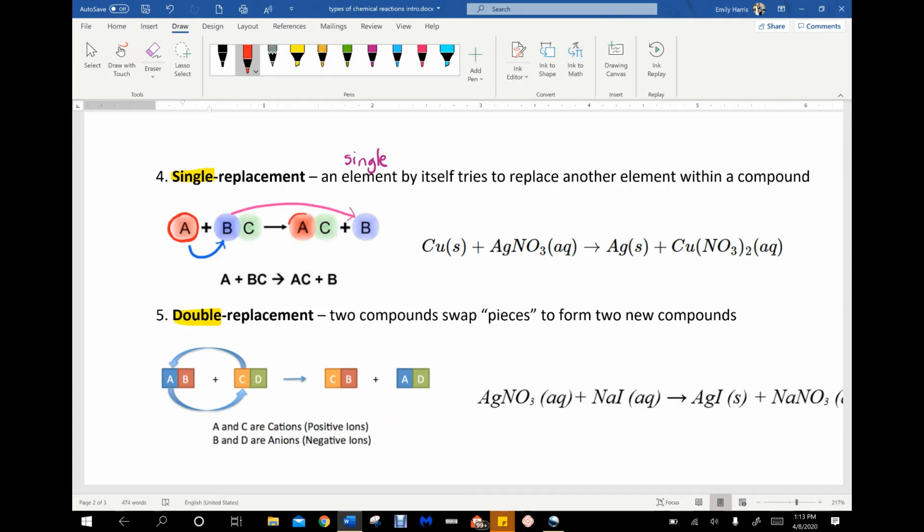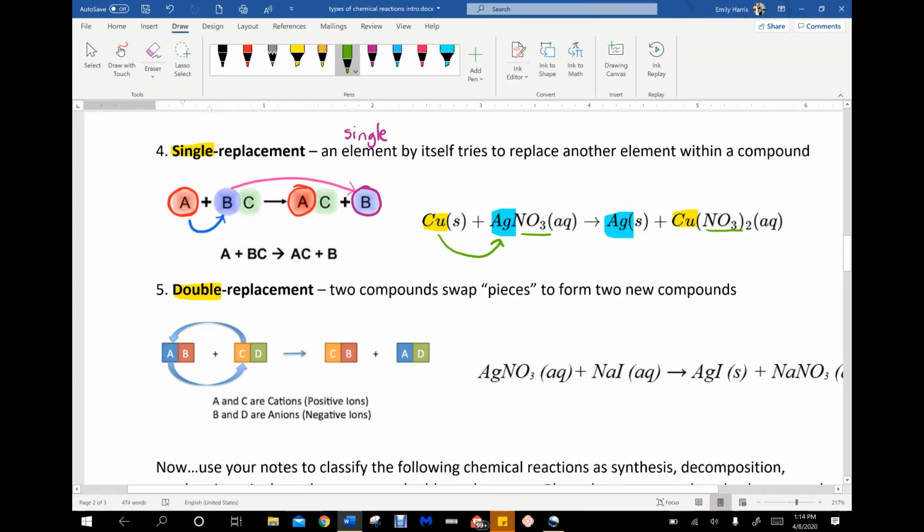A will become part of the compound, and B will now be kicked out by itself, which is the position that A had when the reaction started. And if we trace that in our written out example here, we have copper as a single element, and it looks like it's trying to replace silver, which is a part of the compound. So silver gets kicked out, and then copper joins the compound with nitrate. So again, that's single replacement, a single element replacing another element in a compound.